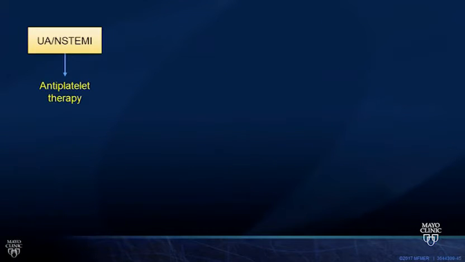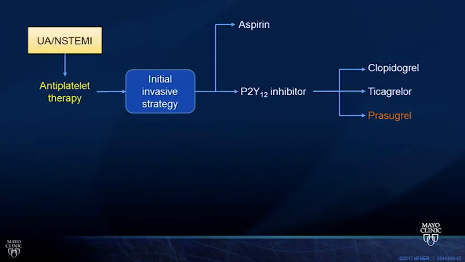So we'll take our patient and let's consider the antiplatelet therapy. We're going for an initial invasive strategy. Again, we have aspirin. We have to add a second agent. We can add either clopidogrel or ticagrelor before angiography. Prasugrel becomes an option after the coronary anatomy is delineated.